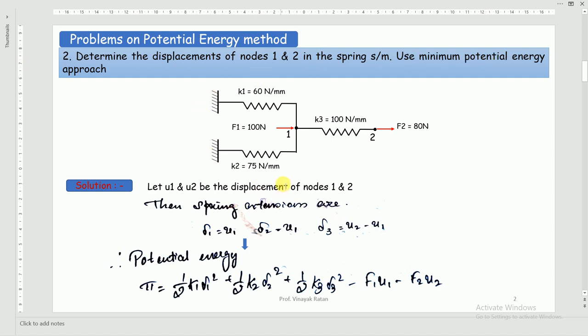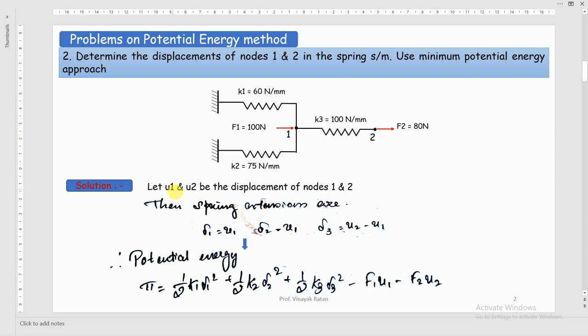So this is the system given to you, wherein there are two springs having stiffness 60 and 75, which are parallel to each other. And these two parallel springs are in series with the other spring, K3, which is having a stiffness of 100 Newton per meter. Okay, and these are connected at this point. And there is a force applied at node 1 and at node 2. So you are supposed to find out the displacement at node 1 and node 2.